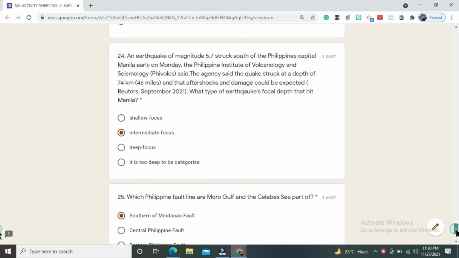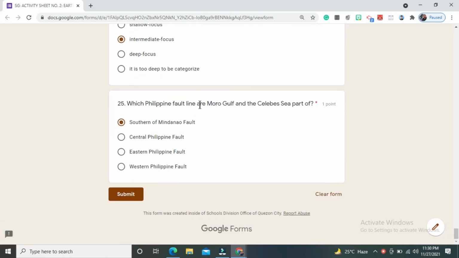Question number 25. Which Philippine fault line are Moro Gulf and the Celebes Sea part of? The correct answer is Southern Mindanao Fault.